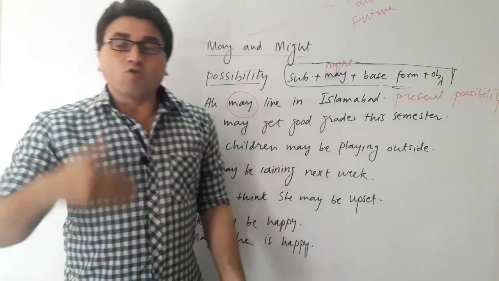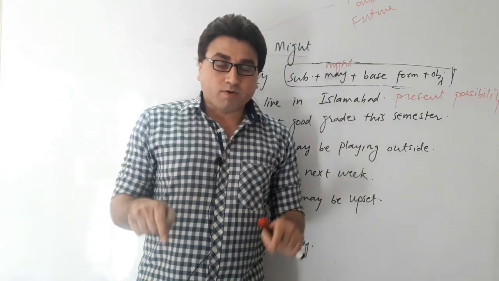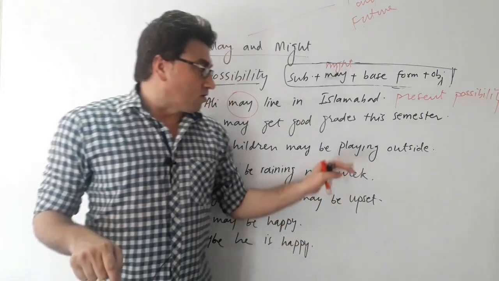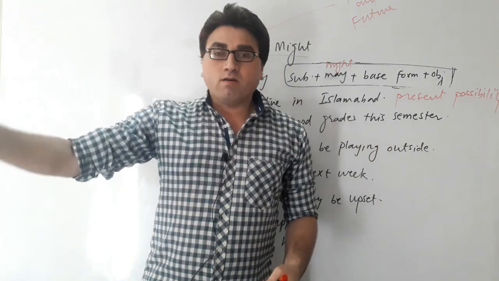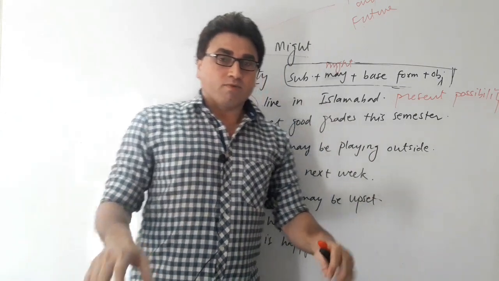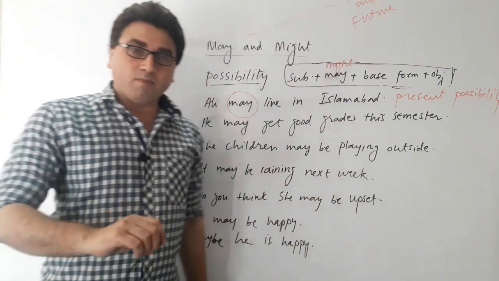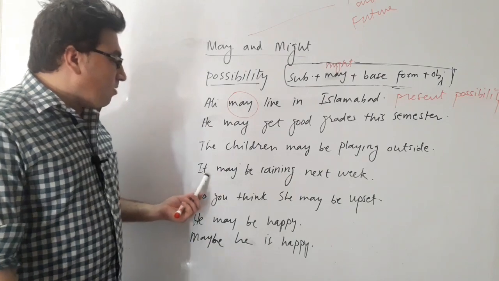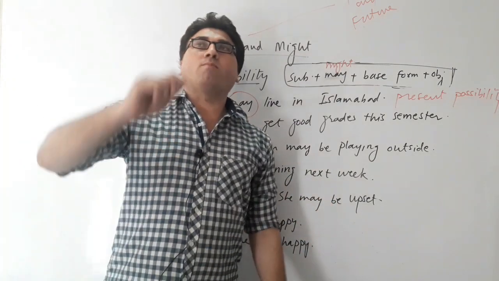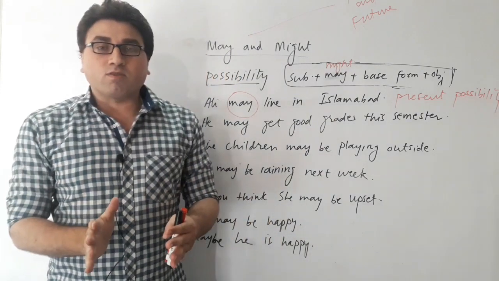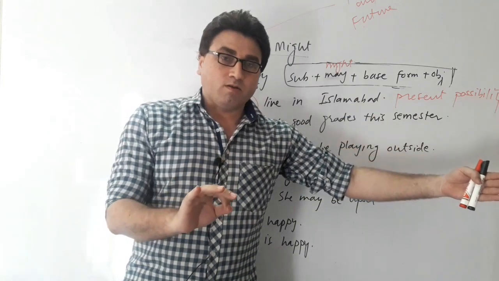For example, you may be getting me. You may be understanding this video. So I'm talking about present possibility. And she may be using Facebook. They may be reading books. So we are talking about present possibility. Again, we can talk about future possibility using may be or might be. I say it may be raining next week, or it might be raining next week. So we are talking about future possibility, that this is something which will be happening in the future. It is possible. We are not sure.